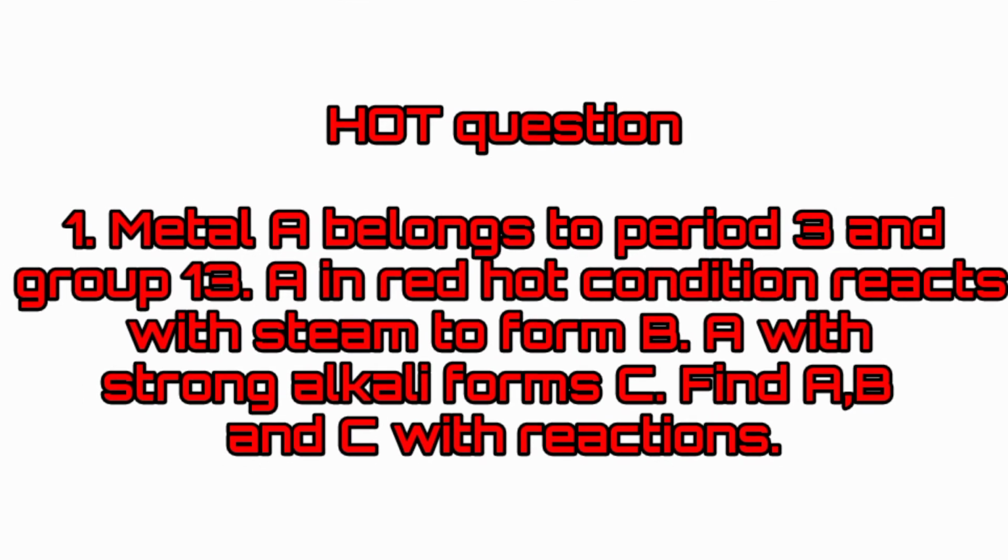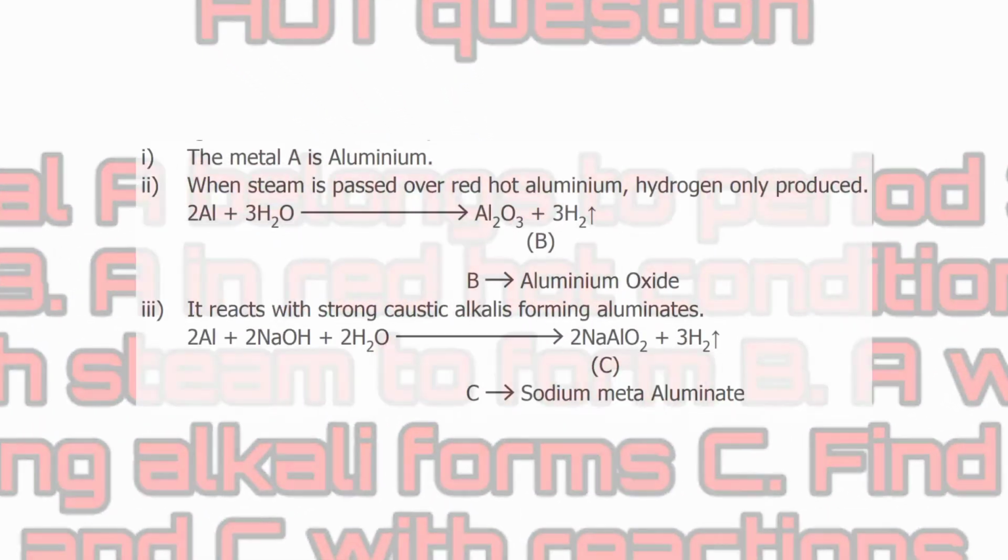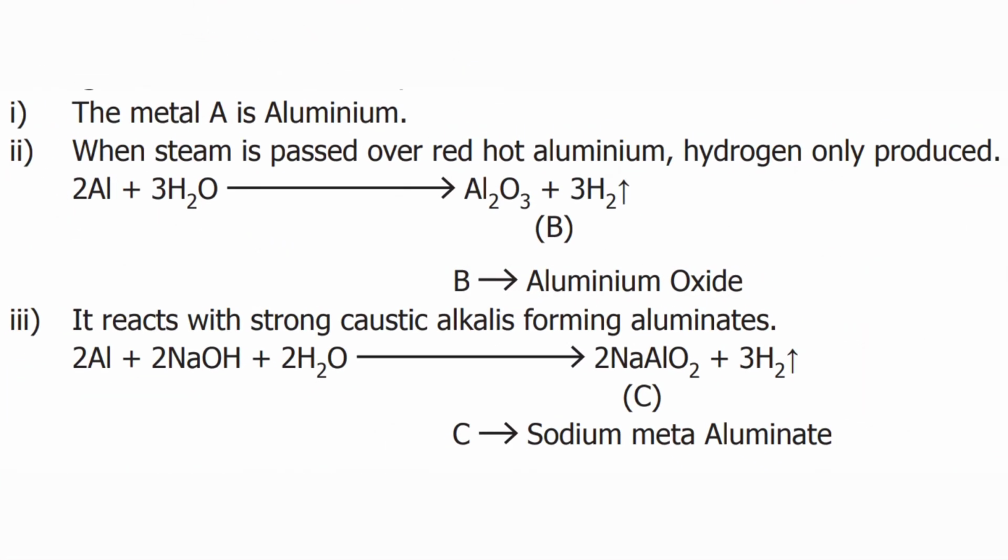HOT question. Question number 1. Metal A belongs to period 3 and group 13. A in red hot condition reacts with steam to form B. A with strong alkali forms C. Find A, B and C with reactions. Answer, the metal A is aluminium. When steam is passed over red hot aluminium, hydrogen is produced. 2Al plus 3H2O gives Al2O3 plus 3H2 gas.